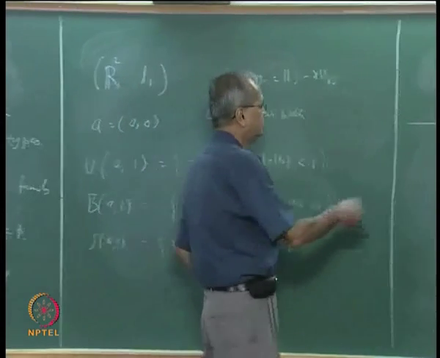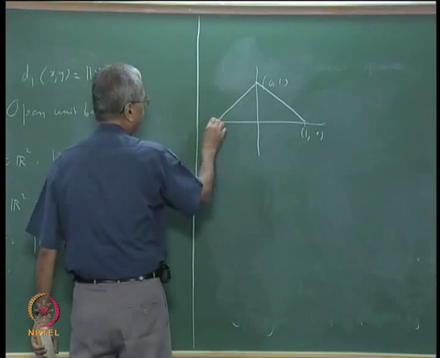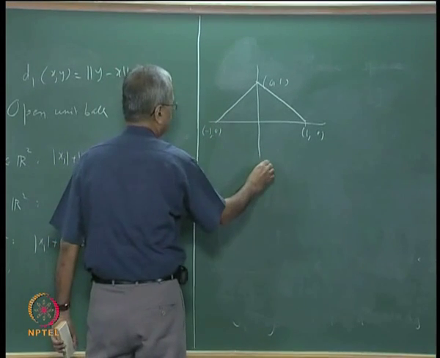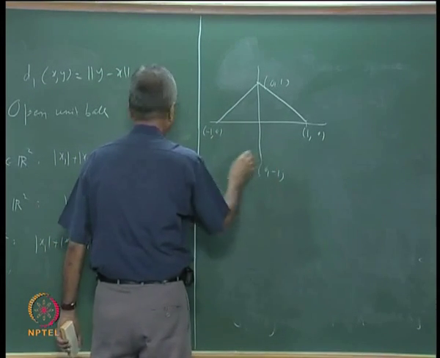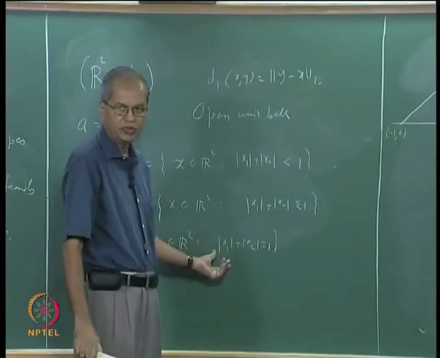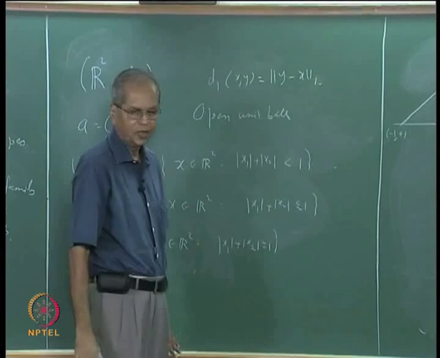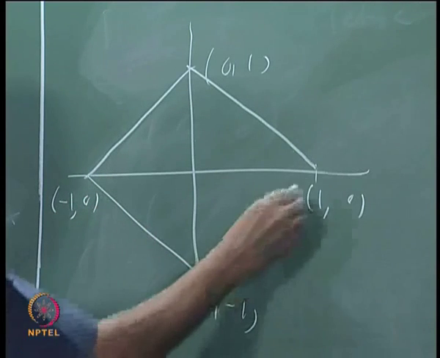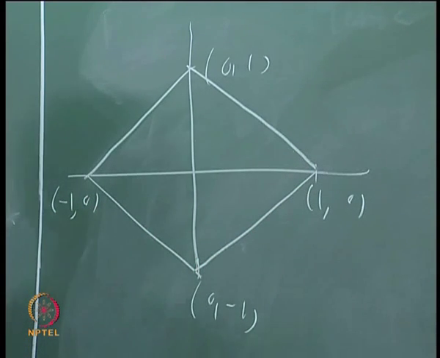So this is (minus 1, 0) and this is (0, minus 1), and similarly looking at the other two cases, for example, if both are negative, it will be x1 plus x2 is equal to minus 1. So it will be passing through these 2 points. So this will be the sphere. This will be the sphere with the center at 0 and radius 1.